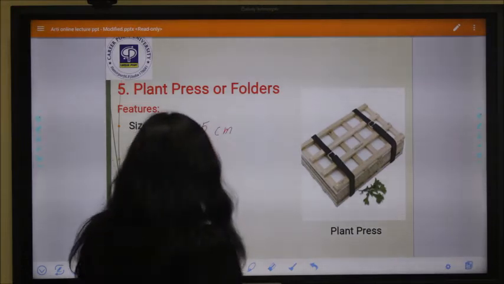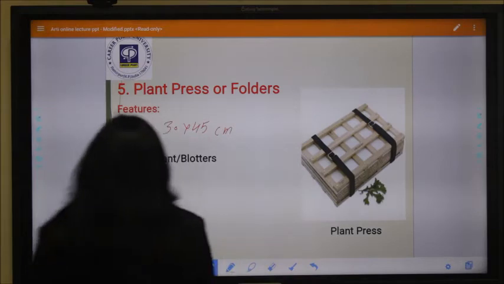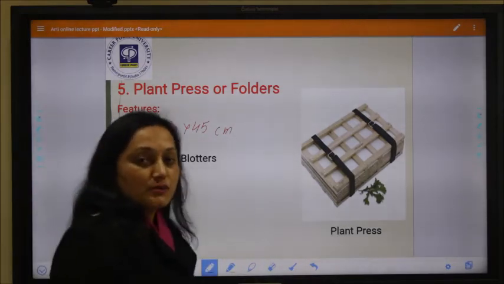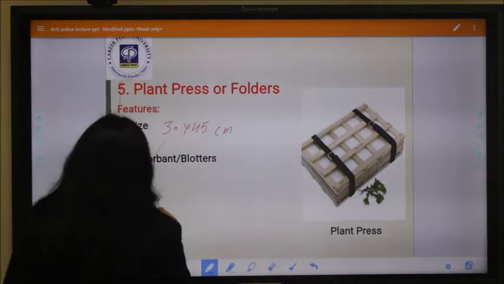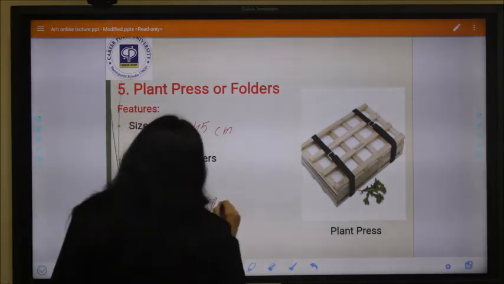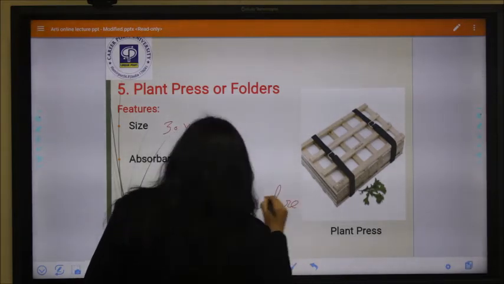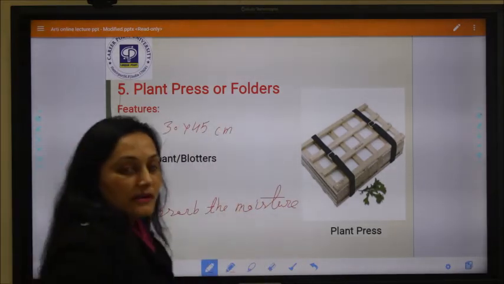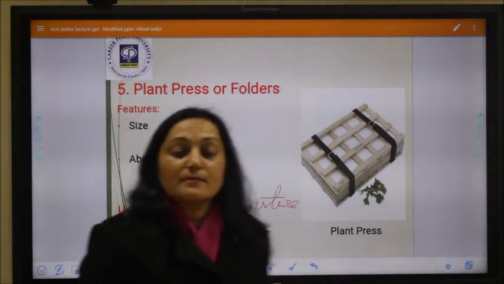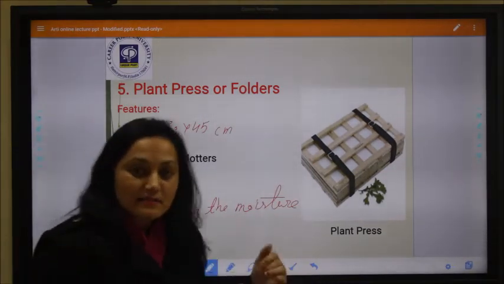These blotting papers or newspapers are placed horizontally inside the press, and tie the press tightly for about 24 hours. And what is the use of these blotting paper or newspaper? These are used to absorb the moisture present inside the plant specimen.